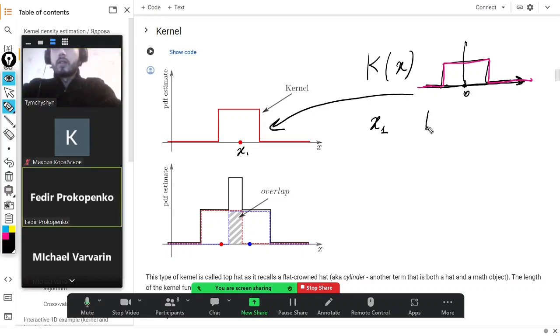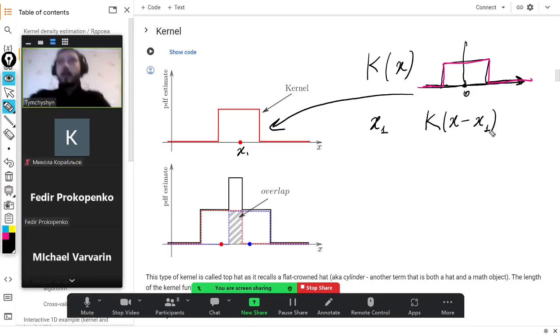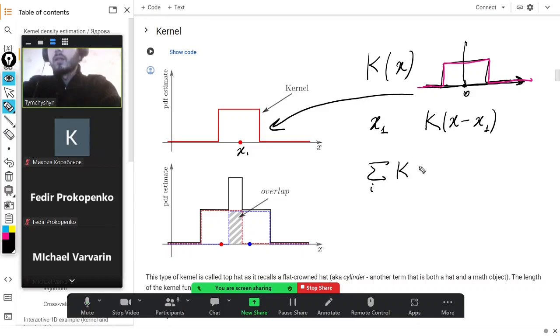So I need to calculate x minus x1, and when x is equal to x1, the kernel looks like this. So I'm just taking a kernel from x minus x1, and this kernel is translated and centered at the point x1. Of course, if I have many points, I will use some sort of sum over i, kernel from x minus xi.